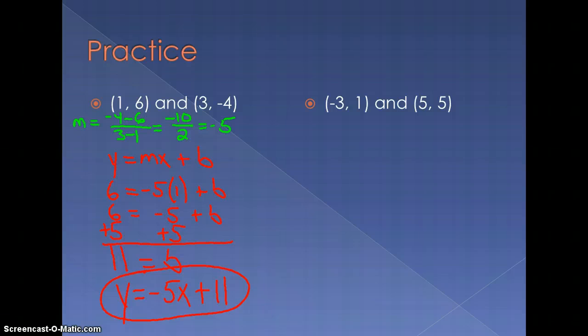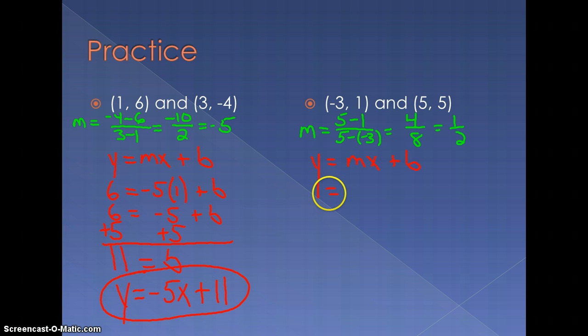One more example we'll work through here. Again, we have to calculate our slope first. We have 5 minus 1 over 5 minus negative 3. That gives us 4 over 8, which is 1/2. Looks like we might end up with some fractions here. So I'm going to go ahead and use y equals mx plus b. A little less work with the fractions there.